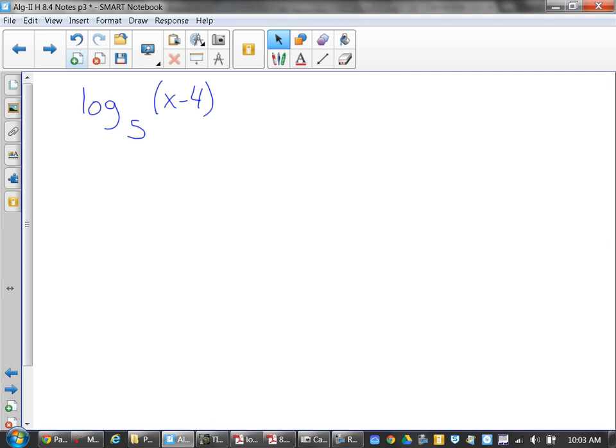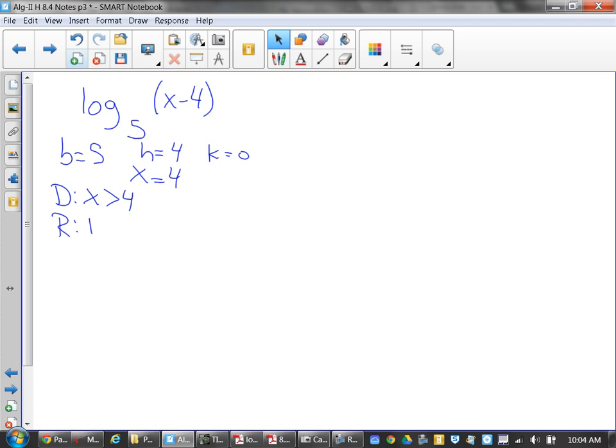Okay, so we start again. We have log base 5 of x minus 4. My base is 5. My h is 4. I have no k value. So my vertical asymptote is at x equals 4. My domain is x greater than 4. My range is all real. And since the b value is greater than 1, it's going up and over.